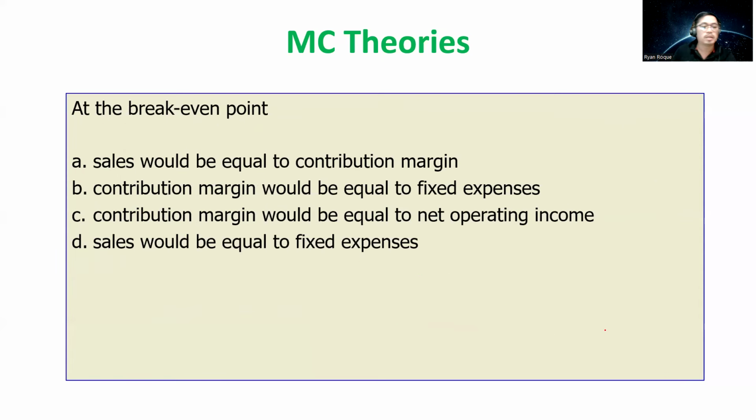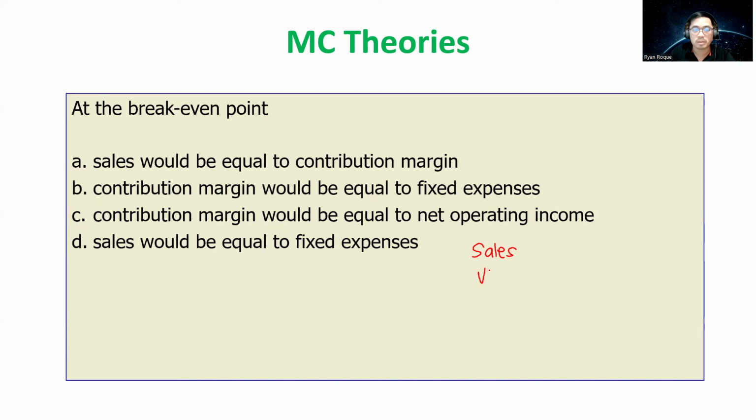Next, at the break-even point, would the sales be equal to contribution margin, or is it B, the contribution margin would be equal to the fixed expenses, or is it C, the contribution margin would be equal to net operating income, or D, sales would be equal to fixed expenses? Now let's show again the contribution margin approach in preparing the income statement.